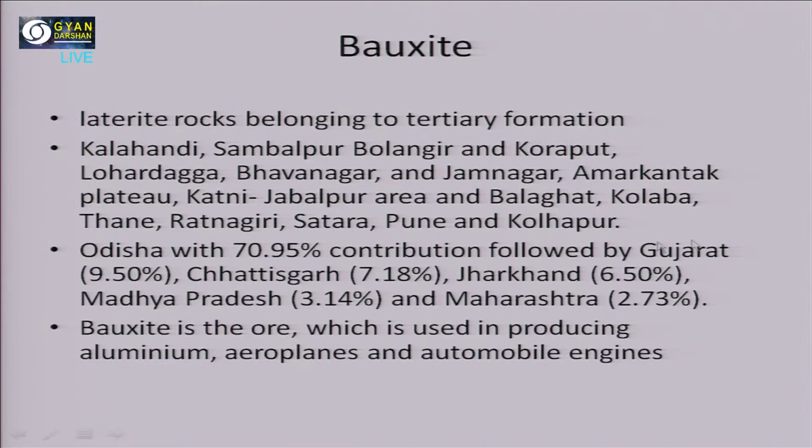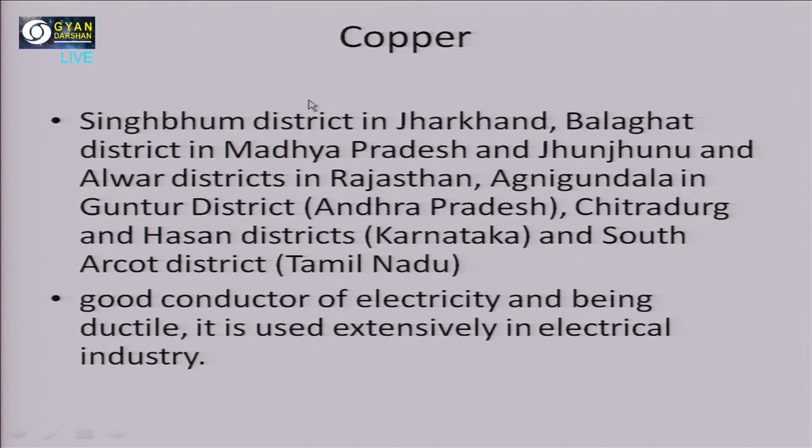So after bauxite, another important non-ferrous metallic mineral is copper. Since copper is a good conductor of electricity and is ductile, it is used very extensively in the electrical industry. Some of the important districts leading the production of copper are Singhbhum district in Jharkhand, Balaghat district in Madhya Pradesh, Jhunjhunu and Alwar districts in Rajasthan, Agnigundala in Guntur district, Andhra Pradesh, Chitradurga and Hassan districts in Karnataka, and South Arcot district, Tamil Nadu.